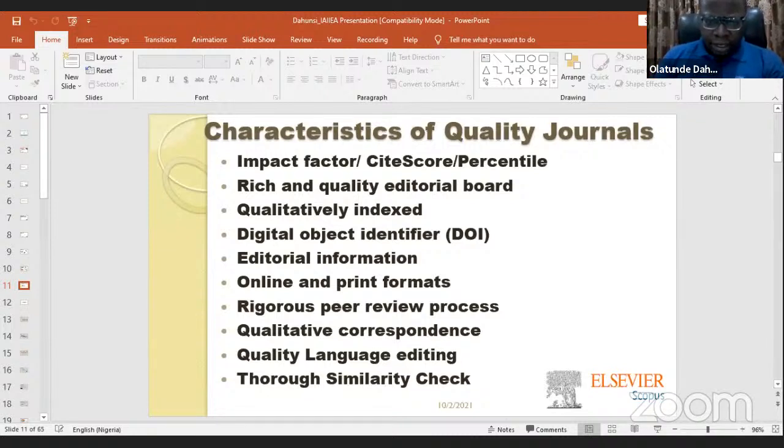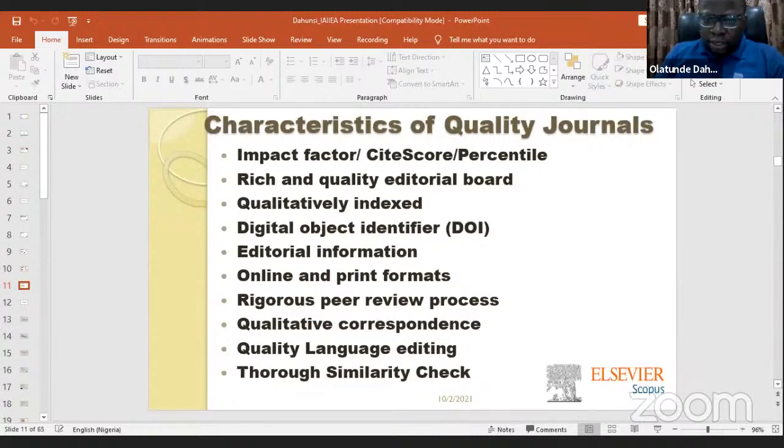Now, it is indexed, it has a DOI, it has editorial information: the day you submitted, the day you were taking correspondence, and the day it was accepted and published. You will see everything on the final paper that is published. That is to show you that the journal is of good quality. Then it has online and print formats. And of course, the most important thing here is the fact that such journals take you through a rigorous peer review process. And so many other things, including language editing also.